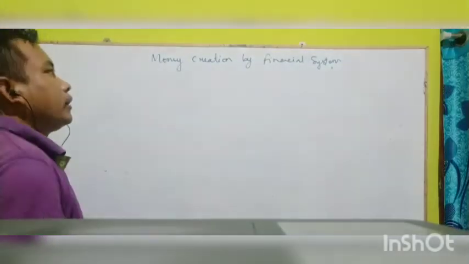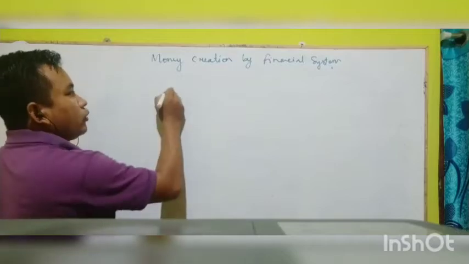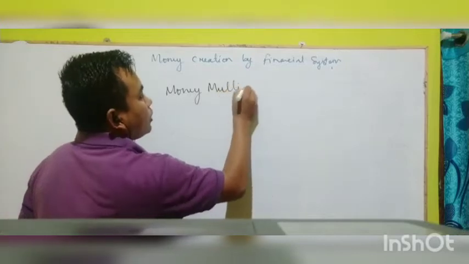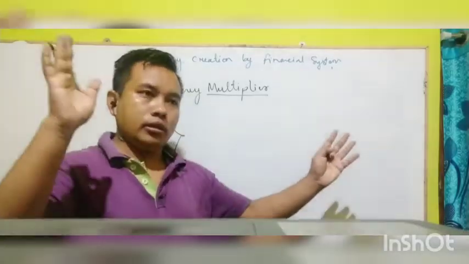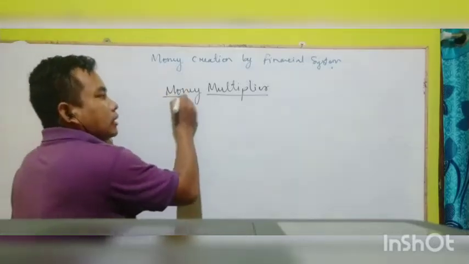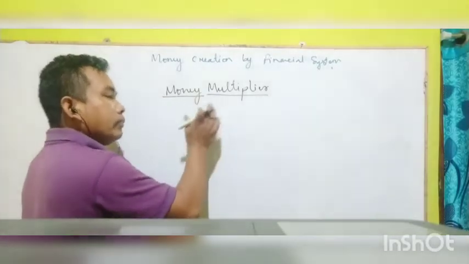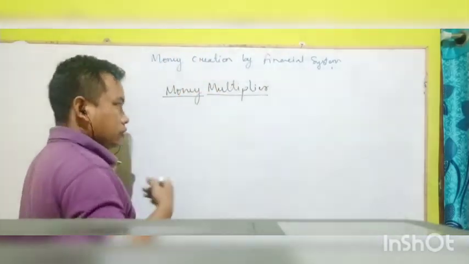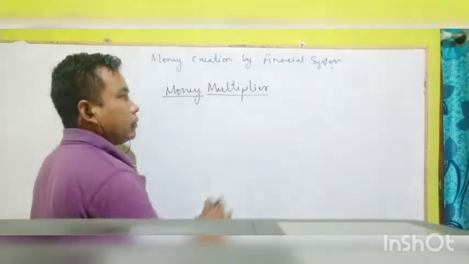Don't forget that. Okay. Now mathematically, we have two ideas, that is money multiplier. Multiplier means something that multiplies and increases exponentially. That is the idea of multiplier. Money multiplier, if we combine these two ideas together, means this is the process in which money creation is increased exponentially.